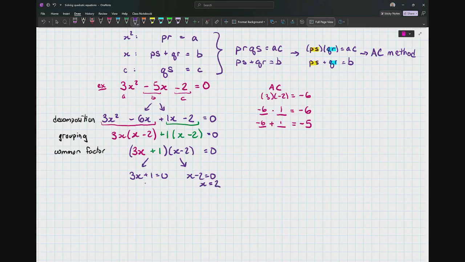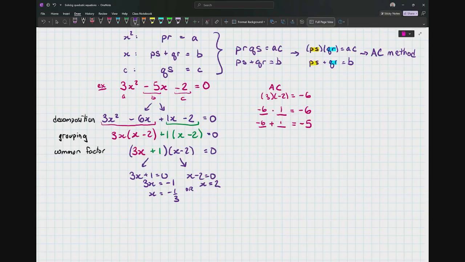And for the other equation, we need to subtract 1 from both sides, adding a -1 to both sides. And then I need to divide by 3, which is equivalent to multiplying by 1/3. And there's my 2 solutions. Either x is equal to -1/3 or x is equal to 2.